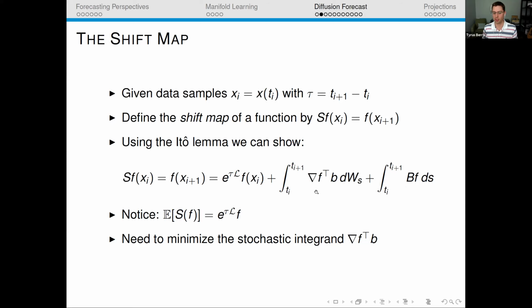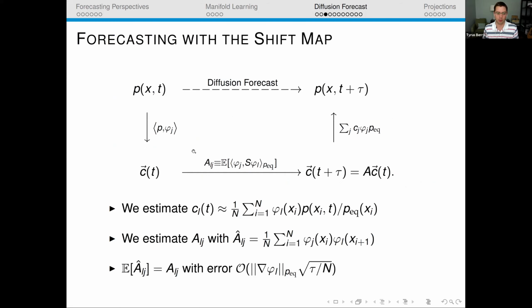And so basically the dominant error that you get, the stochastic error that arises from trying to learn this operator from data, has to do with how smooth the function is, okay? And it's order square root of tau, where tau is the time step. And so that's why the gradient of the function naturally arises. And so when you go to try to forecast by projecting down into some basis, you want to choose a basis that minimizes this error.